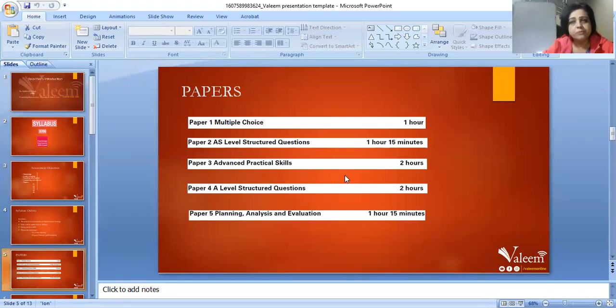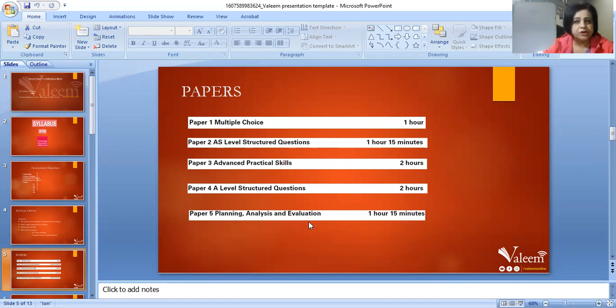Paper 3 is for practical papers. It is for 2 hours and it usually has 2 questions which you need to do. Then similarly, paper 4 is again for 2 hours and it is again a question paper of structured questions. And P5 is for 1 hour and 15 minutes. It is for planning, analysis, and evaluation.